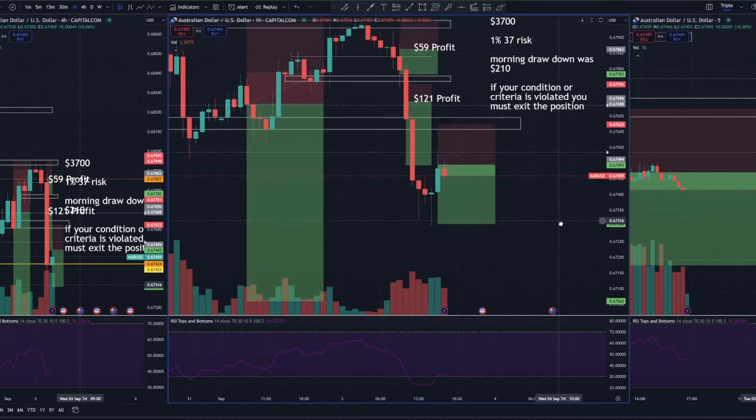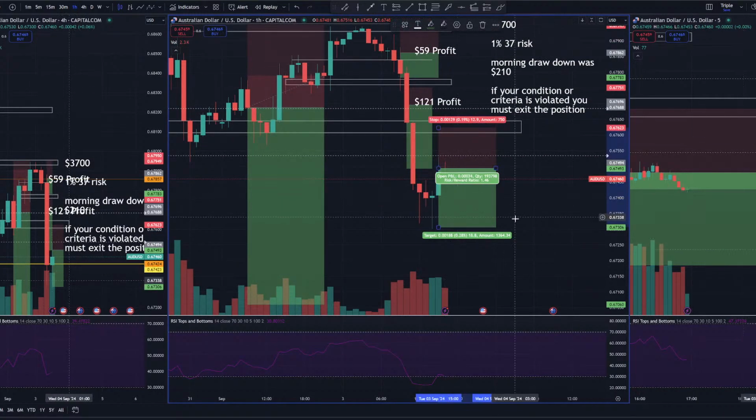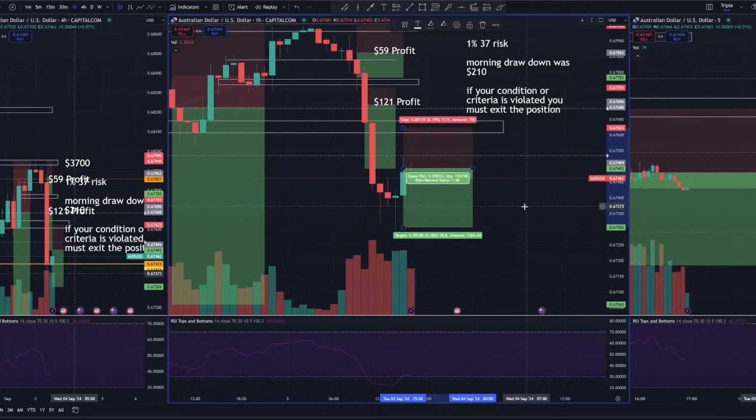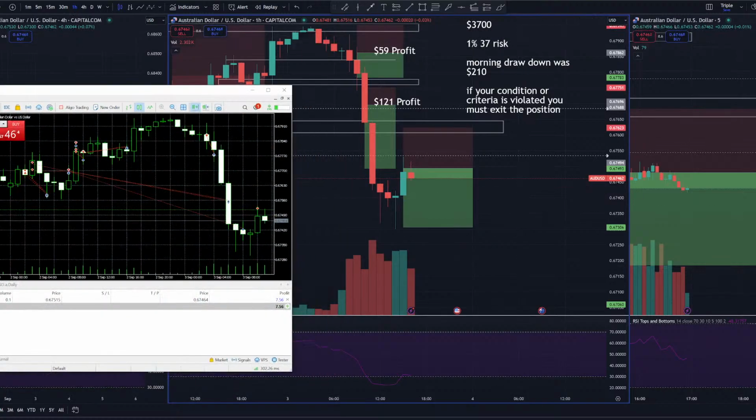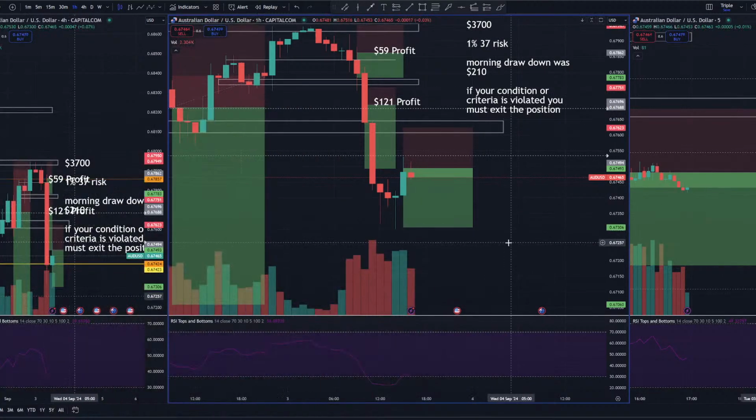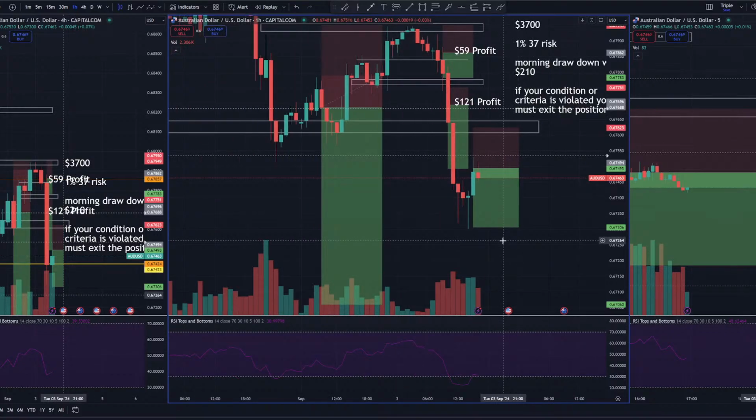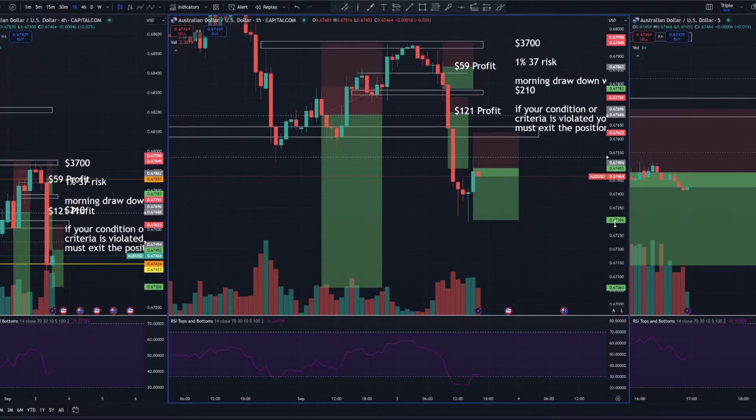This would be the next resistance. It's around a total of 18 pips. So far we're sitting at around $7.56 cents.